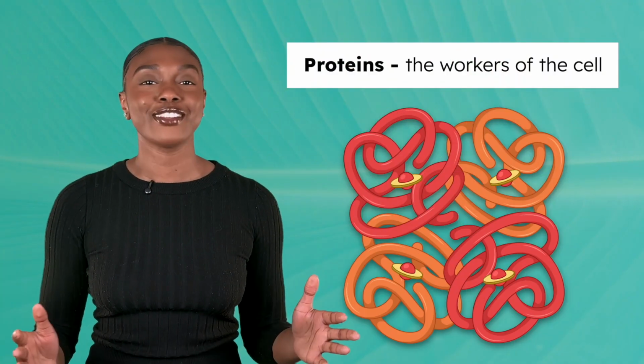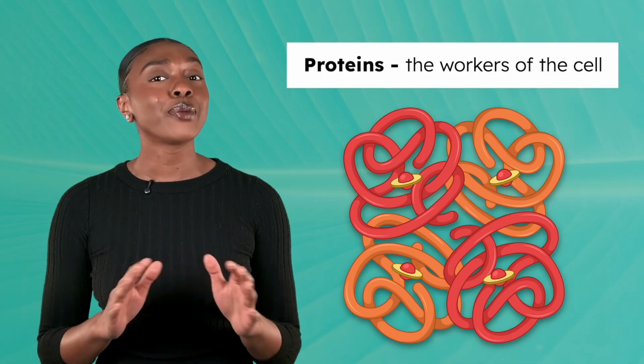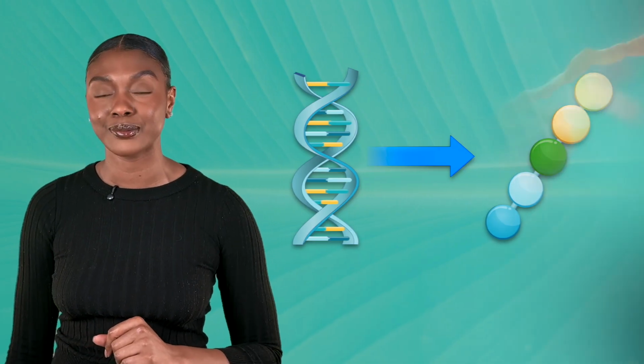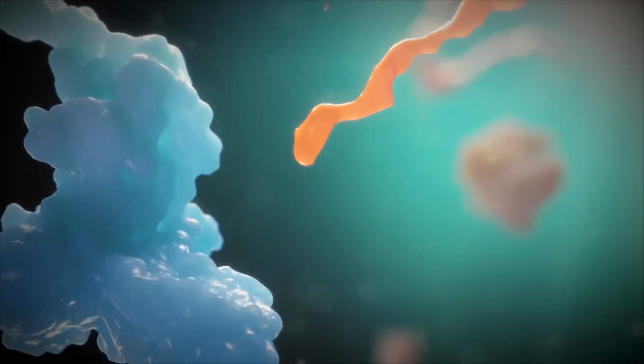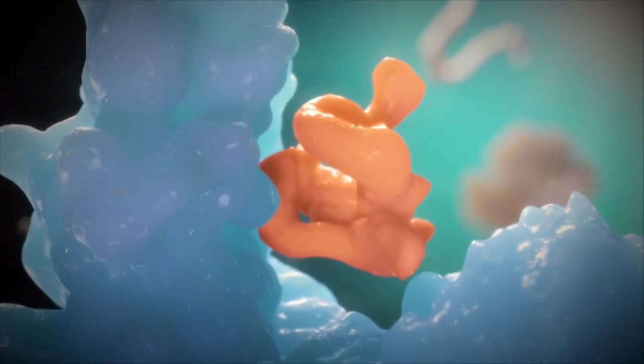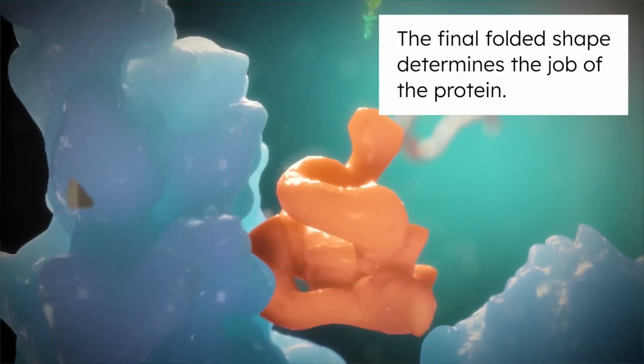Proteins, the workers of the cell, are one of the major macromolecules in living organisms. They're built from amino acids which link together to form polypeptide chains. The sequence of amino acids is determined by DNA instructions. When the right amino acids are put in the right order, the bonds and reactions between these different building blocks cause them to fold into complex 3D shapes. And these final folded shapes determine the job of the protein.